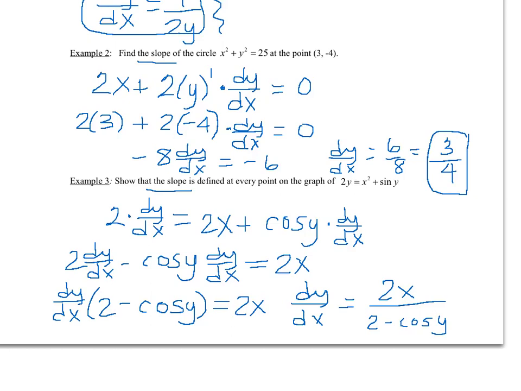Now, how do we prove that this slope is defined everywhere? Well, this denominator, as long as it does not equal 0, then that means that the overall slope is defined everywhere. And the justification here, I'm going to put it off to the side, because 2 minus the cosine of y will never equal 0, right? If you want to think about it, cosine can only output values between -1 and 1, the cosine of an angle. So this is never going to equal 0, therefore this is always defined.